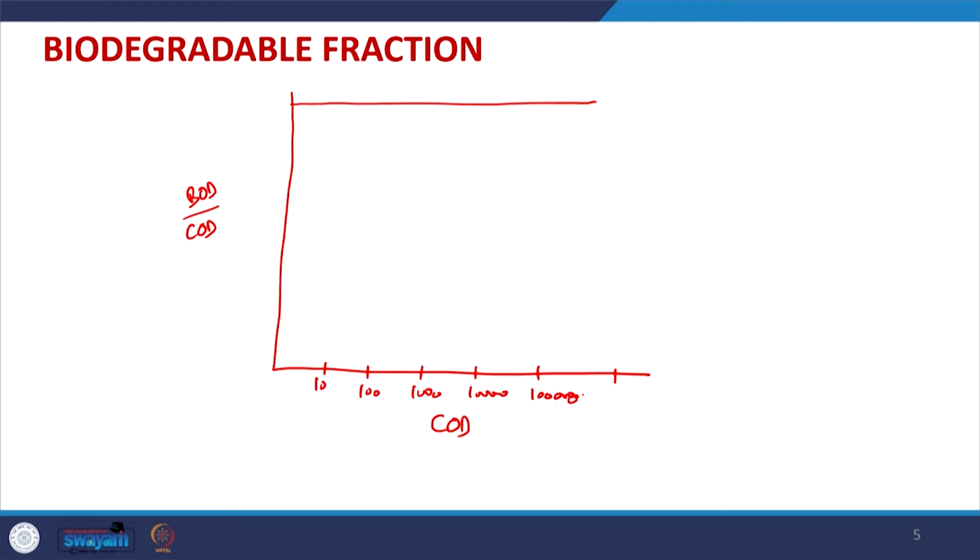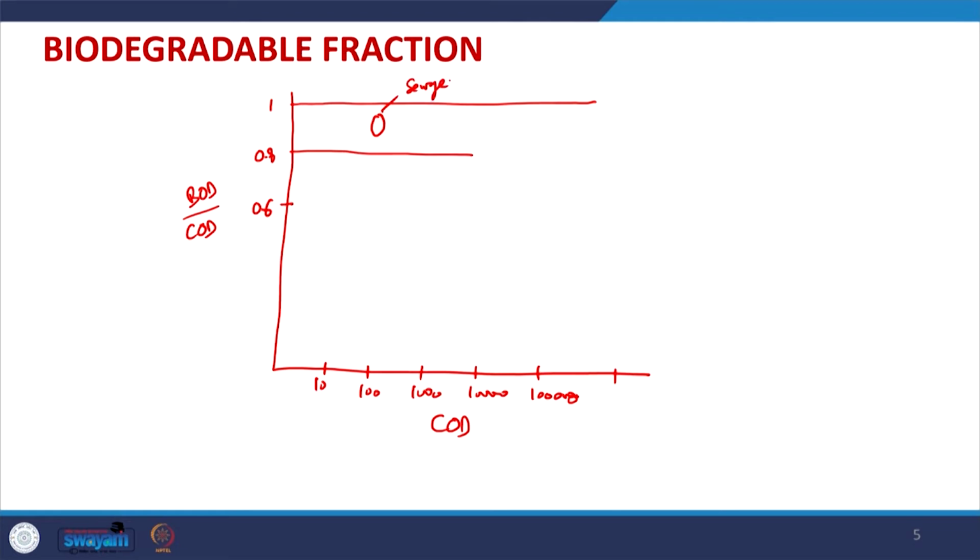So, for sewage the values may be here. That means they have a very low value of COD and the organic fraction is very high because they are reaching the value of 1. So, it may be like here we can take this to be 0.8, 0.6. This type of graph gives an idea that for sewage it will be here.